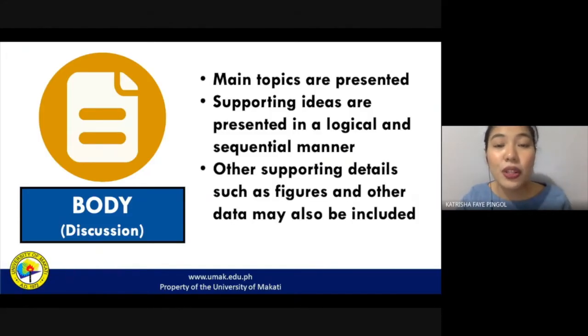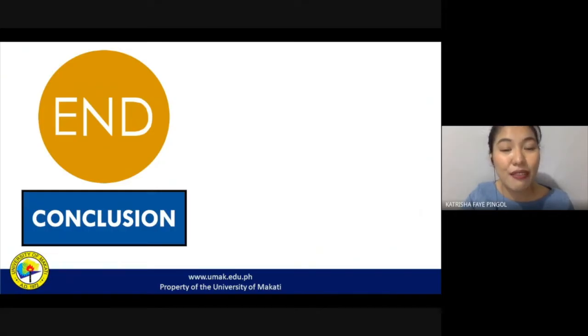Now, aside from all of those supporting details, of course, you need to make sure that it's strong enough for you to sound credible, for your speech to look credible as well, okay? Especially if your intention is to inform the public. So what can you do? Other supporting details such as figures and other data may also be included. These will serve as your evidence that will support any claim that you make regarding the issue or the concept or the topic. Last but not the least, of course, you have the conclusion.